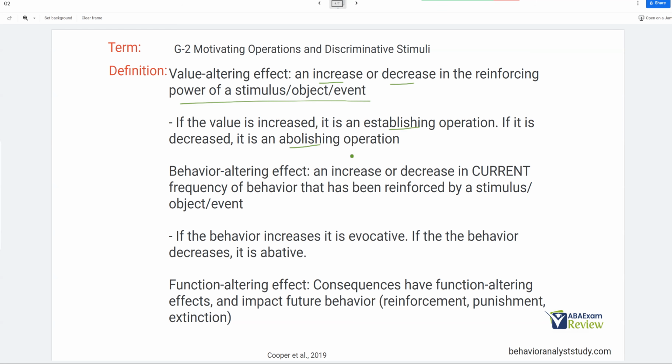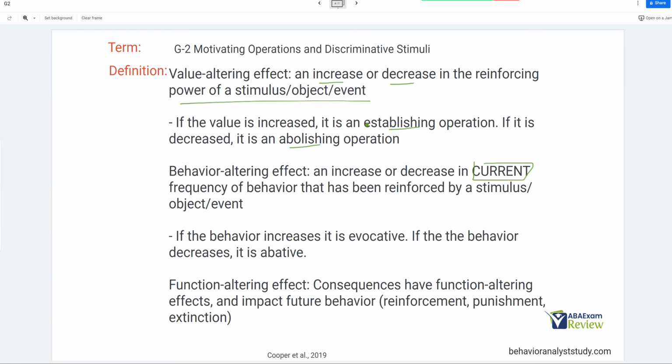Then, when that value starts changing, well, the behavior is going to start changing. If the value of the consequence increases, you're going to start acting more to get that item. Contrast that with if the value of the item decreases, you're likely not going to be acting in ways that are going to grant access to that item. Again, this is a current change in behavior because this is an antecedent.